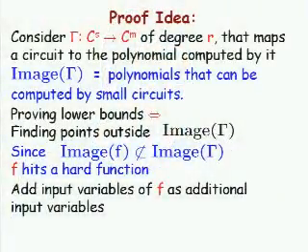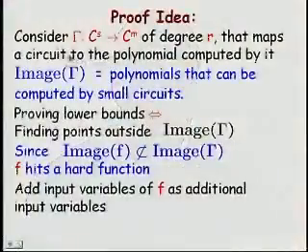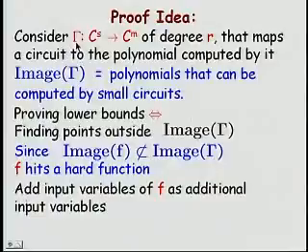Okay, I'm not going to really give the proof, just the proof idea. Actually, the idea is kind of simple. What we consider is a mapping gamma from C^s to C^m that maps a circuit, a description of a circuit, to the polynomial that is computed by the circuit. And if we have such a mapping gamma, the image of gamma is just the set of all polynomials that can be computed by small circuits.